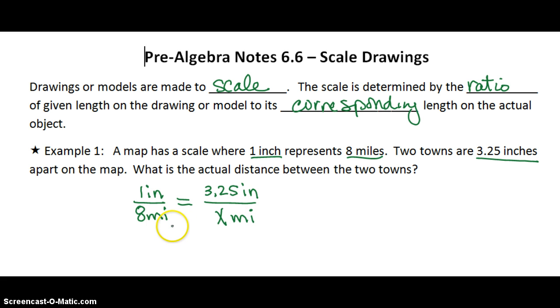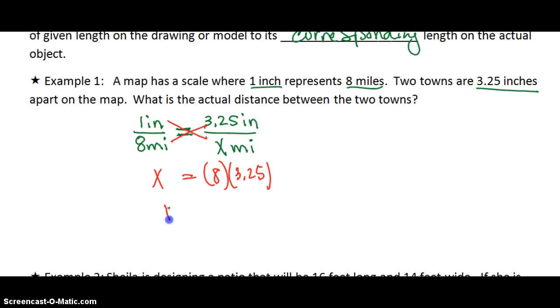Now this is not a unit rate conversion. We're not trying to cancel out miles. It's not a multiplication problem. It is a cross product. We're setting up a proportion. So we're going to say 1 inch times x miles, 1 times x is x, and then 8 times 3.25. And we're looking for miles. So when I do the math, I find out that x is 26 miles.